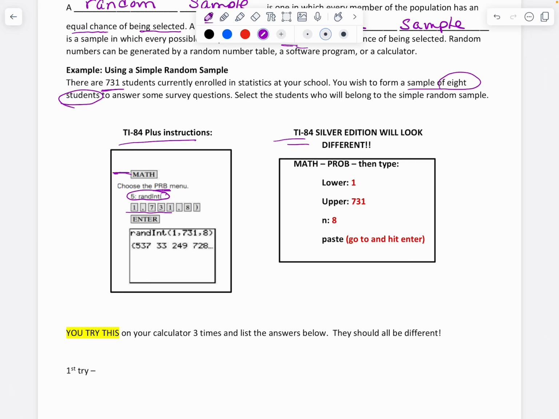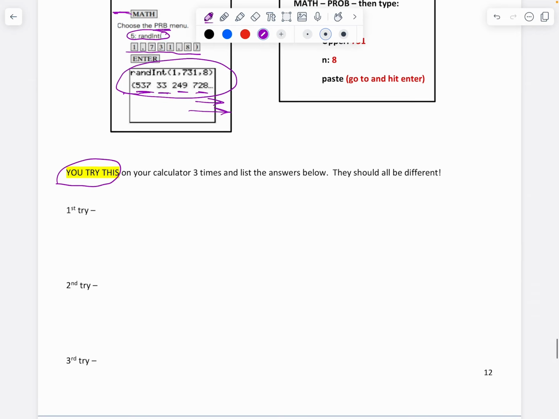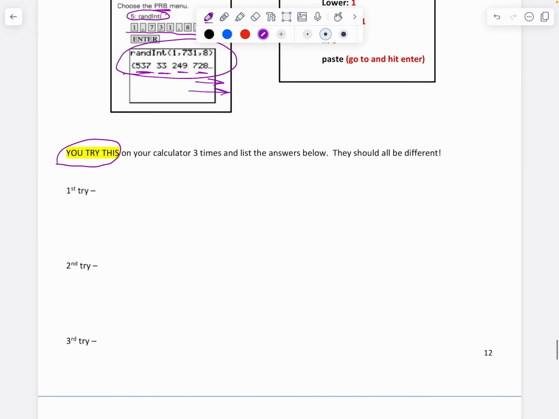Once you do that, you're going to enter again this information, and it is going to spit out 8 numbers. Now notice on here, we only see the first 4. You're going to have to scroll to your right to get the other 4. And so again, I want you to try this on your calculator to get some random numbers.